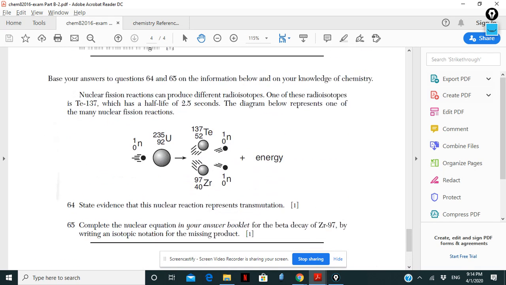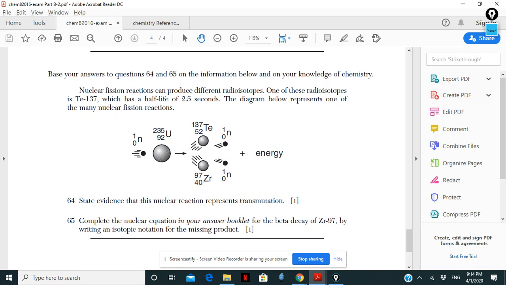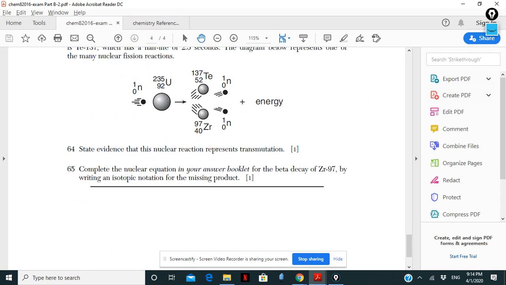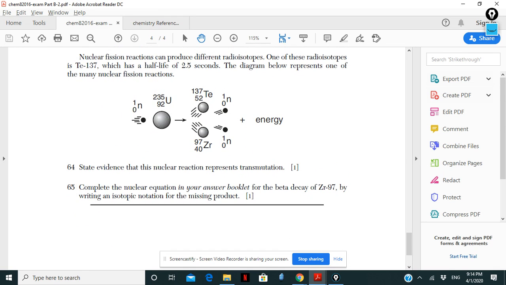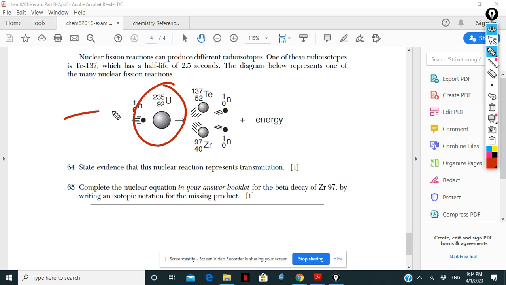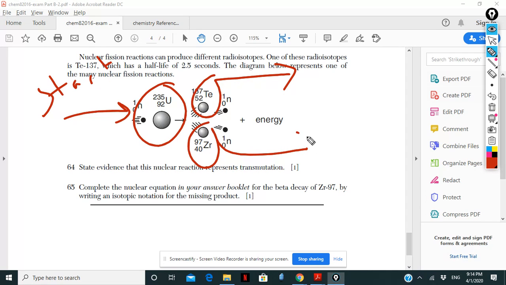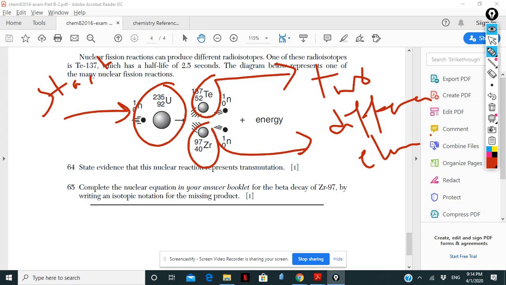Question number 64 to 65. State the evidence that a nuclear reaction represents transmutation. That's an easy one. Look, I started with uranium, and I end with 2 different elements. So I start with uranium, 1 element, and I end with 2 different elements. That's why it's transmutation. So the first element vanishes, and I have 2 new elements.